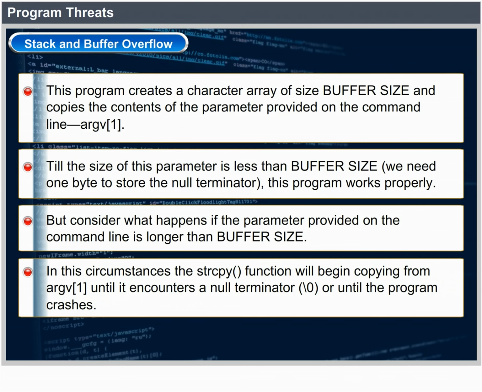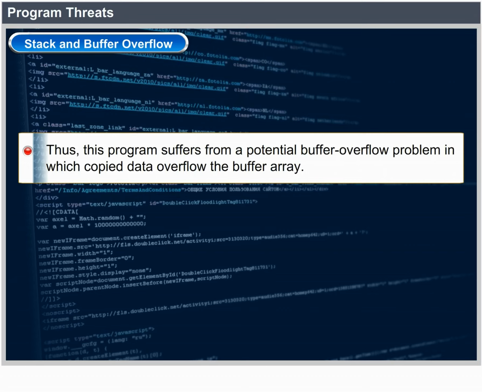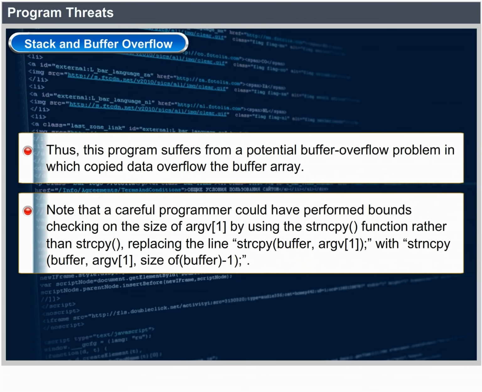Thus, this program suffers from a potential buffer overflow problem in which copied data overflow the buffer array. Note that a careful programmer could have performed bounds checking on the size of argument 1 by using the strncpy function rather than the strcpy function, replacing the line strcpy of buffer argument 1 with strncpy of buffer argument 1 size of buffer -1.